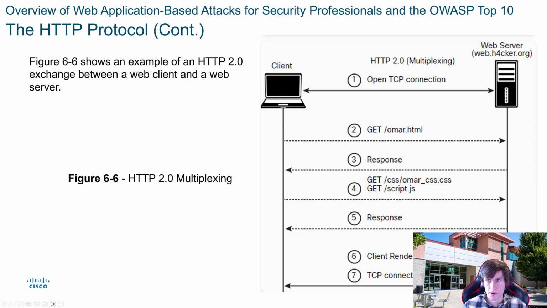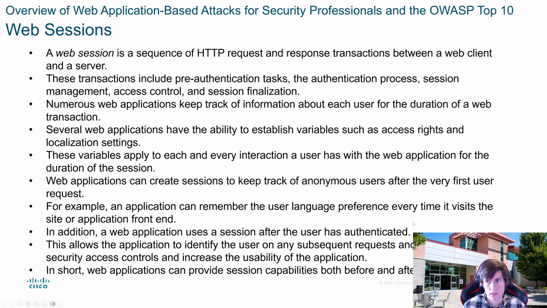So you can see here 2.0 is multiplexing, so it's doing multiple gets in one, and then a response, so it's a little more efficient. So a web session is a sequence. Session is sequence. Those two words always go together. And response transactions between a client and a server. These transactions include pre-authorization, authentication, session management, access control, and session finalization. This is all the security, we'll say administrative work, before you actually start doing your transaction, right?